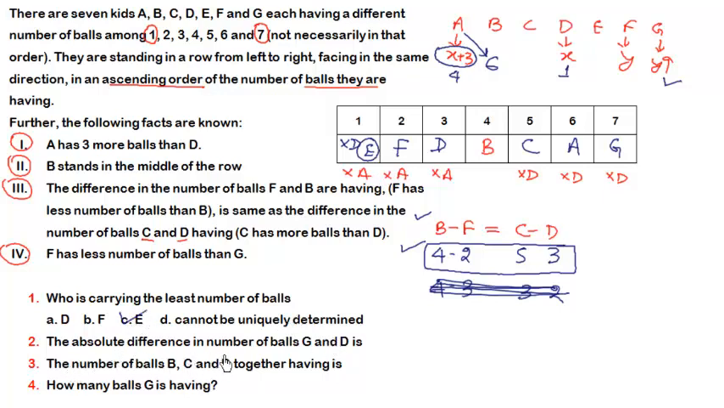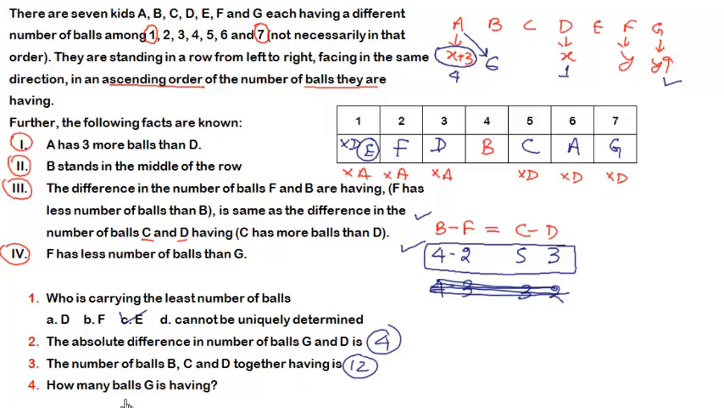Second is the absolute difference in the number of balls of G and D. So G is carrying 7 balls and D is carrying 3 balls, so obviously the difference is 4, so 4 would be the answer for question number 2. And third is the number of balls B, C and D together have. B, C and D, as we can see, are carrying 3, 4 and 5 balls respectively. So it is 3 plus 4, 7, plus 5 is 12. So the answer for question number 3 is 12.